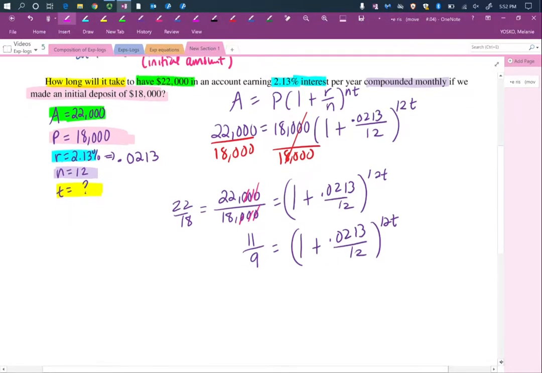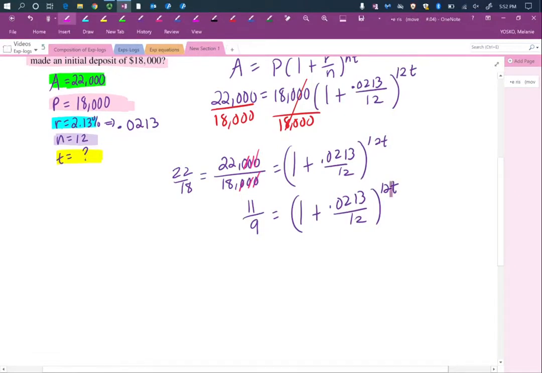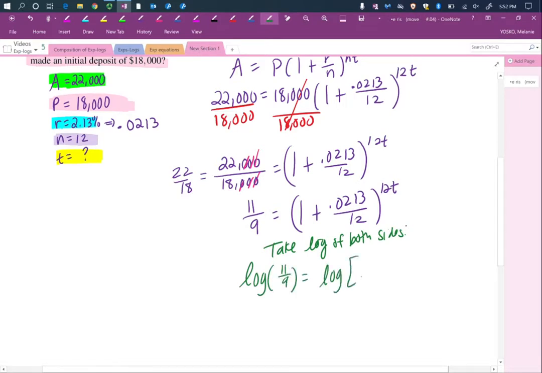Okay, so we need to solve for this t. So we're going to take a log of both sides. We are not multiplying by log. We are applying an operator, an operation of log. Log of 11 ninths equals log of this whole thing.